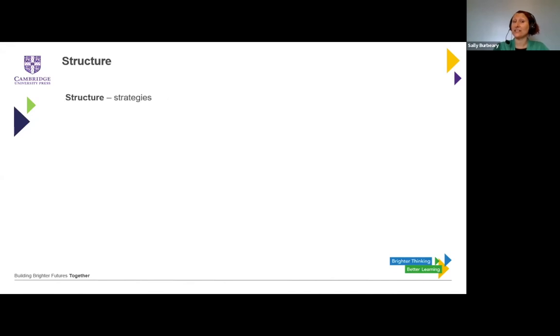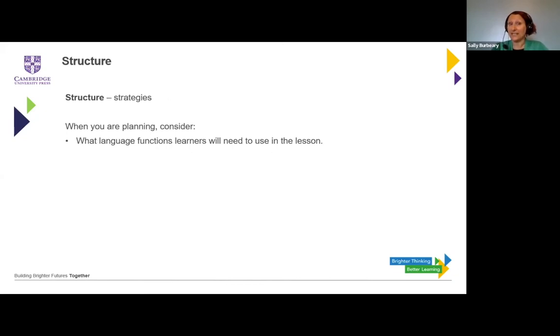So what strategies can we use to help our learners? Again, from our point of view as teachers, we need to think about the planning stage. And just like we said for vocabulary, it's to think about, well, actually, what structures do my students need in order to communicate their science ideas and knowledge in today's session? If we can have a think about that to start with, then we've got a good chance of helping our learners to accurately and effectively communicate their ideas.